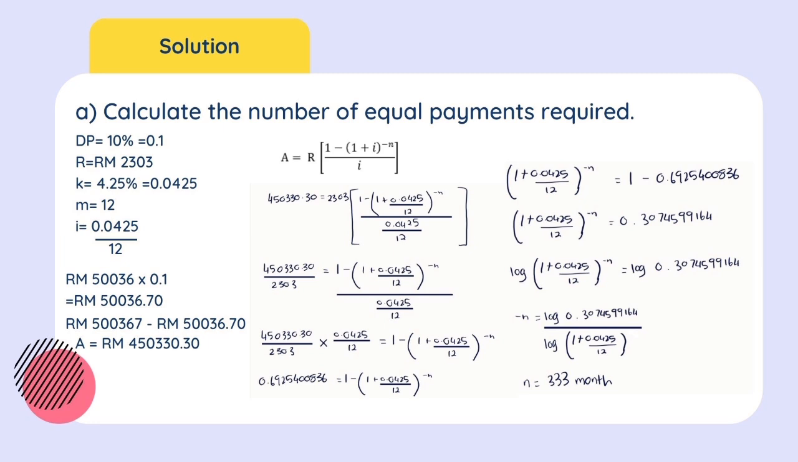0.30745999164. Now we're going to use log 10, which is log of bracket 1 plus 0.0425 per 12 bracket negative n equal to log 0.30745999164. And after that, we let negative n stay at the left and the log move to the right. So it will become negative n equal to log 0.30745999164 per log bracket 1 plus 0.0425 per 12 bracket. So the answer we got is n equal to 333 months.